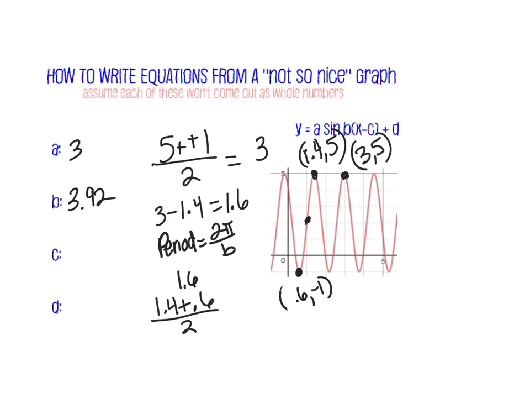How nice did that work out? That's 2 divided by 2. Okay, phase shift, or the C value then, would be 1. Now I am moving to the right, so when I write my equation, I would put a -1 there.